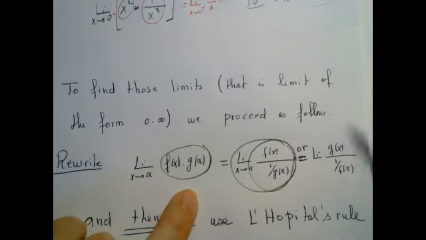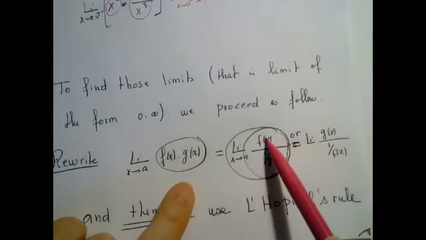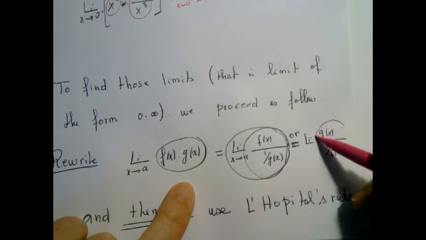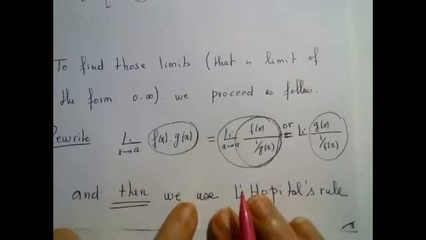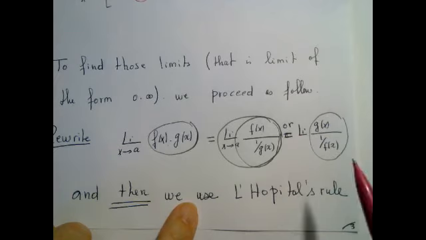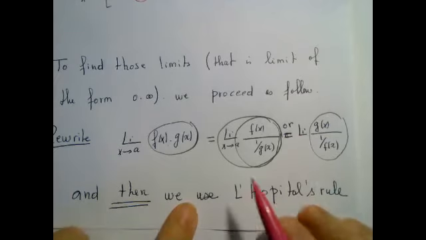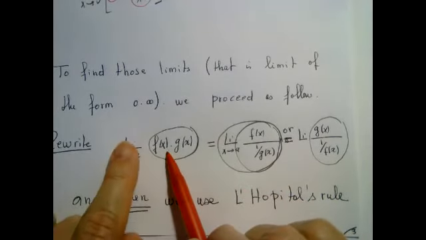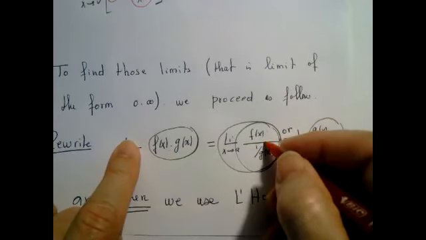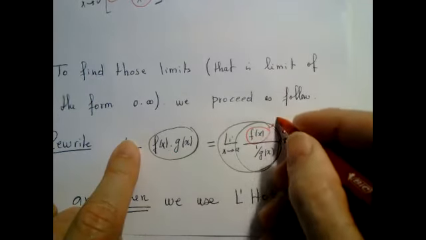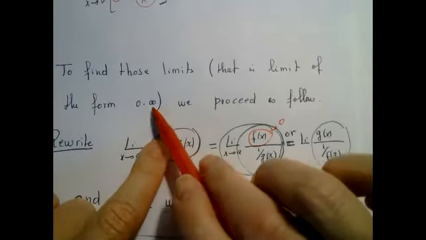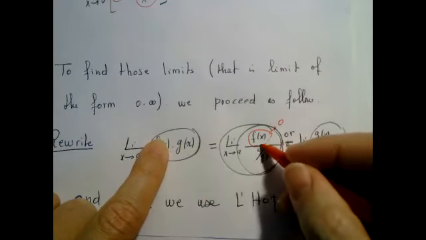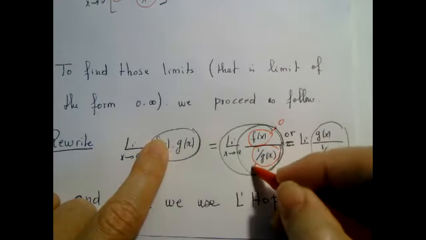Or I can write it another way. There is no reason why I have to keep f in the numerator. I can write it as g over 1 over f. Regardless of how I write it, I'm not changing it. Okay, but what's the benefit of doing this? The benefit is the following. My f goes to 0. So now, if I rewrite it this way, my numerator will go to 0. My g goes to infinity. By rewriting it this way, 1 over g will go to 0.